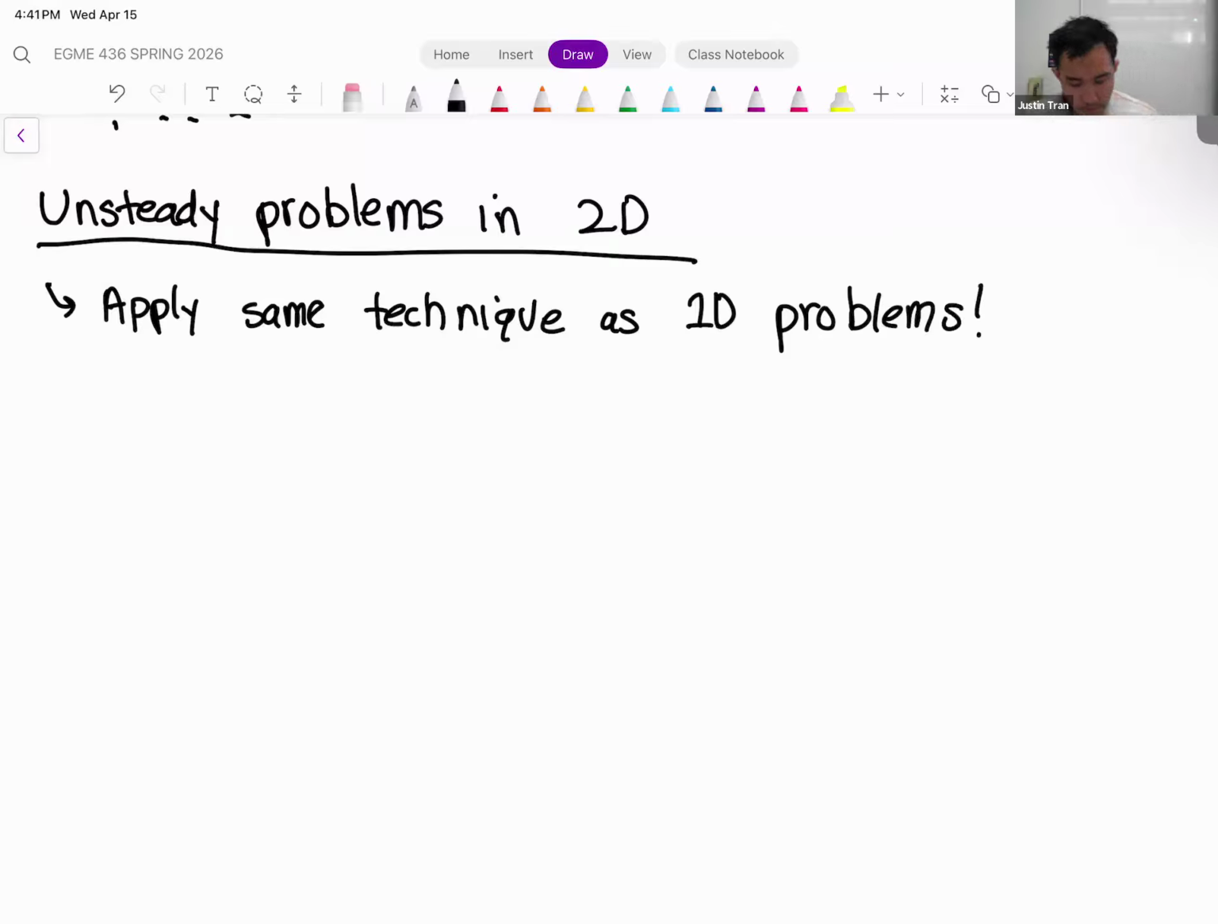Just like the 1D problem, we're going to start with the full conservation equation with all of its partial derivatives. We're going to replace all of them with their finite difference approximations, and then assign a time step to each of the parts based on whether we're doing explicit or implicit Euler.